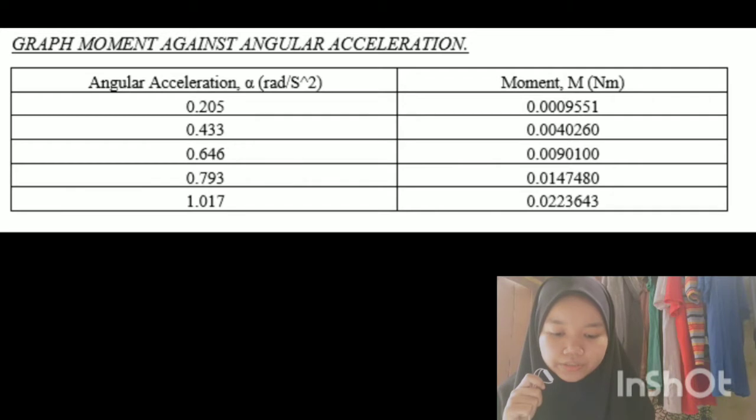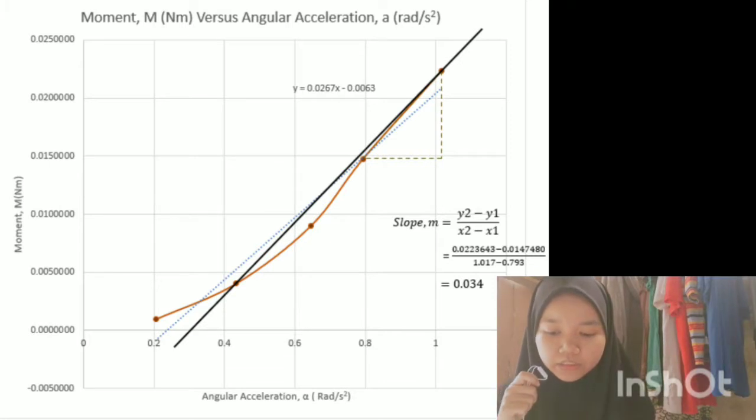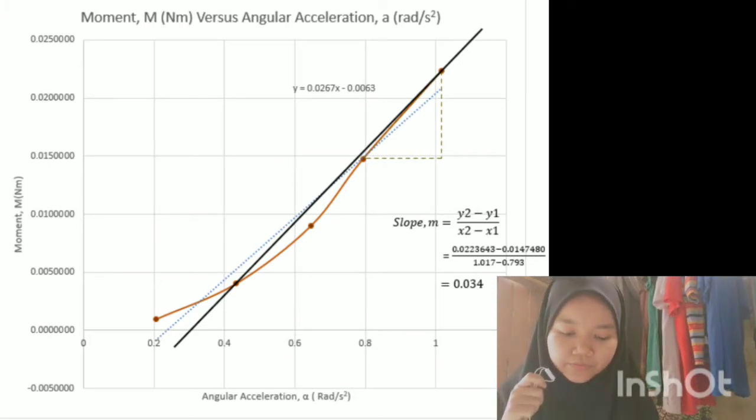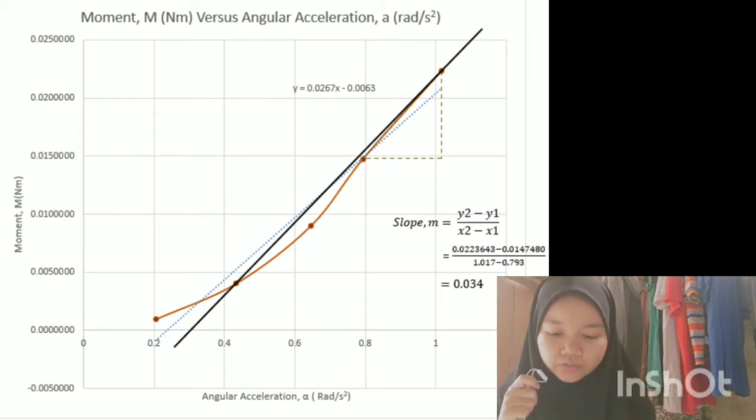In the procedure, we need to plot a graph. They ask us to plot a graph, so this is the graph for moment versus angular acceleration. From the graph, we also need to find the slope. So this is the value for the slope.